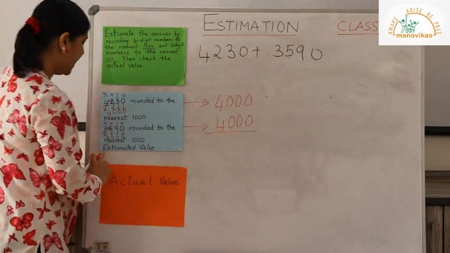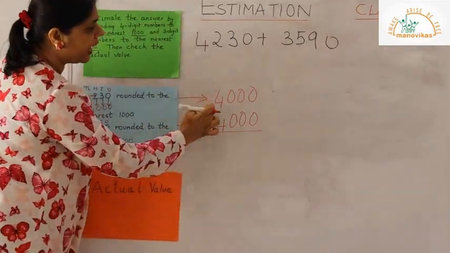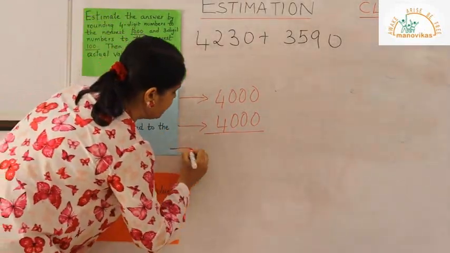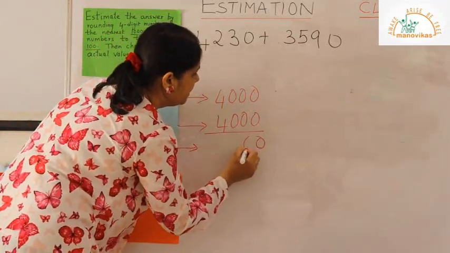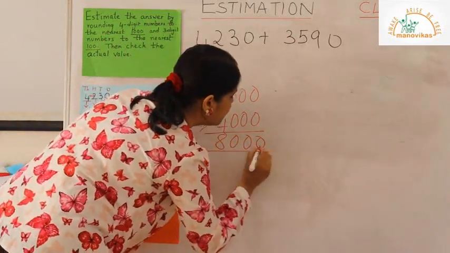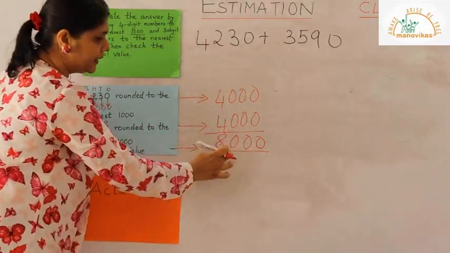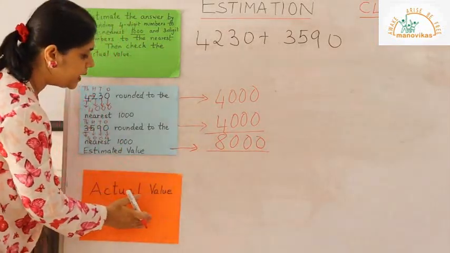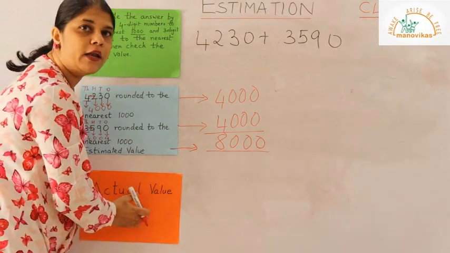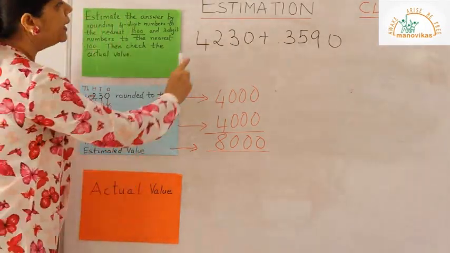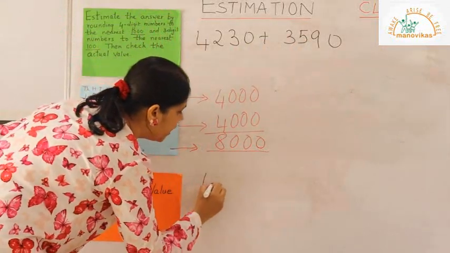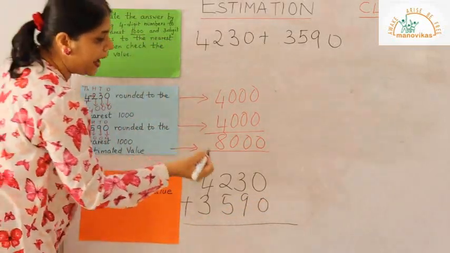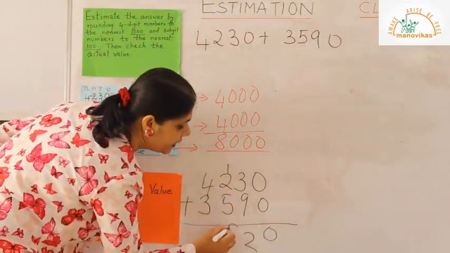Correct? Now the estimated value, that is, after we add 4000 and 4000, the value which we get is called the estimated value. So let's add it. So what is the estimated value we have got here? It is 8000. Now let us compare this estimated value with the actual value. To find the actual value, what do we do, children? We have to add the original numbers. So let us write down 3590 plus 4230.